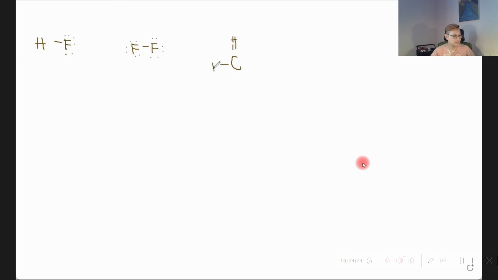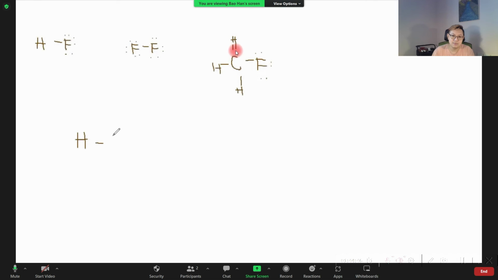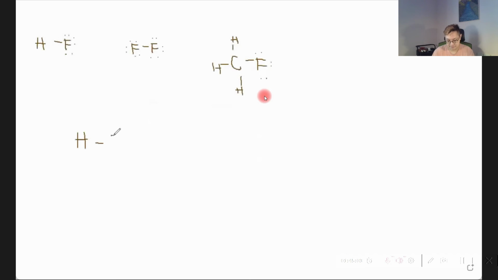CH3F. One, two, three, four, five, six. Okay. H. HNO2. I think something is wrong with your previous structure. Wait, is it CH3? It's just one. Oh, yeah, just one in here, but for the H I made it longer so it looks like two. Okay. Wait.